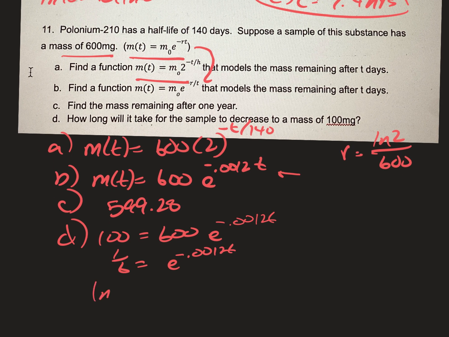All right, again, natural log both sides: negative 0.0012t, natural log e. Natural log e, they are gone. So to get my final answer, I'm doing natural log of 1/6 divided by negative 0.0012. And I'm getting 1493.1 days. It's a lot of days.